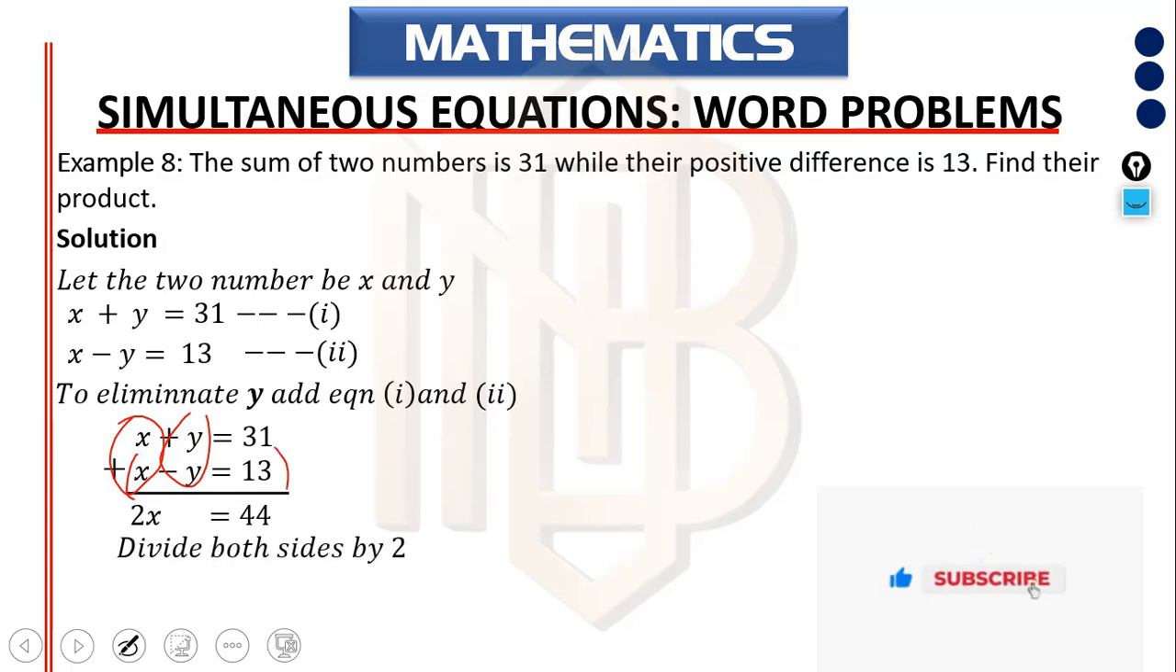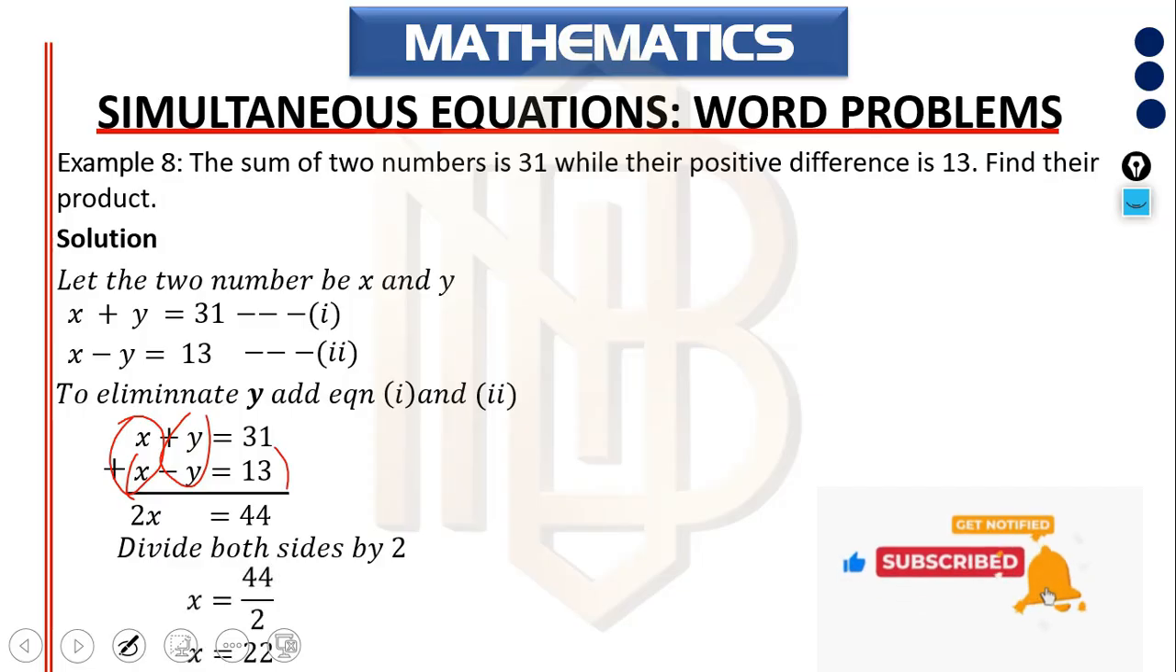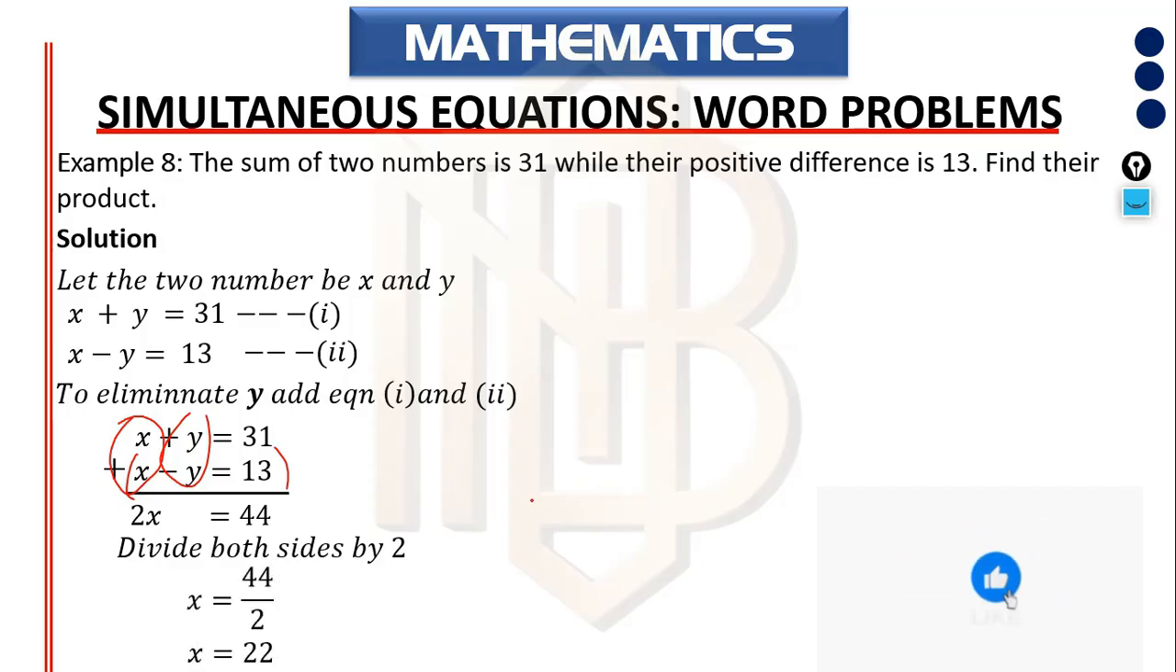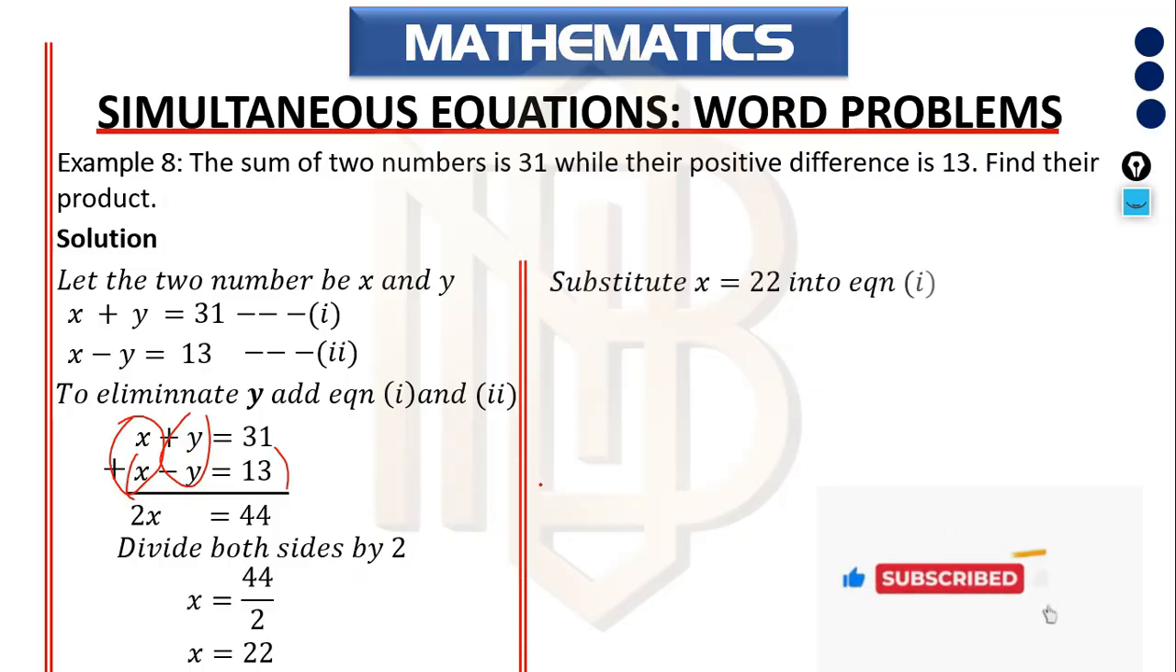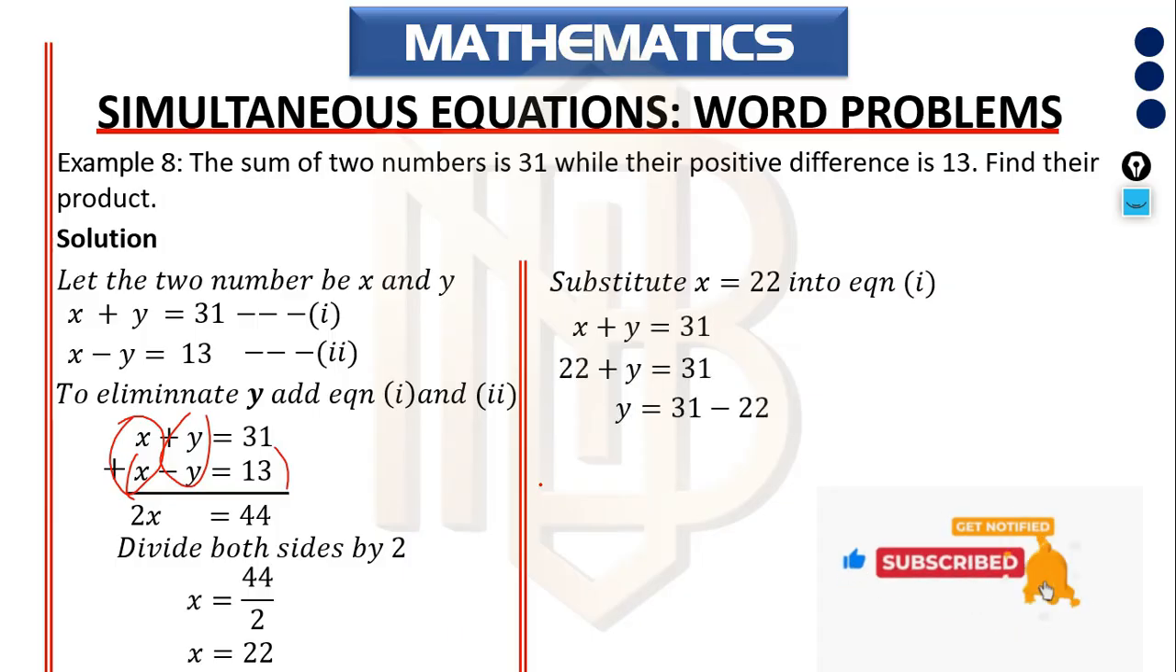So we can then divide both sides by 2, and that gives us 22 as our answer. That's the value of x. So you substitute the value of x into equation 1. You can use either equation 1 or equation 2, but we're picking equation 1 in this case. That implies that we have 22 plus y equals 31. y equals 31 minus 22. So y equals 9.